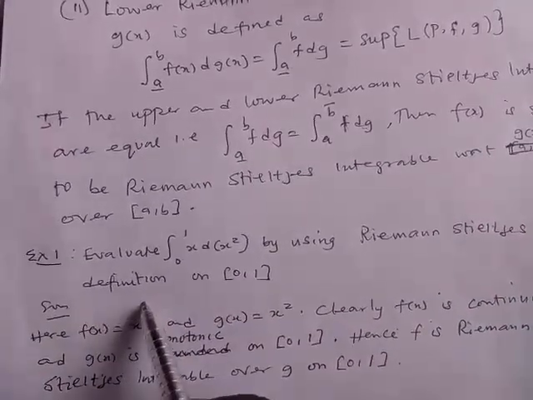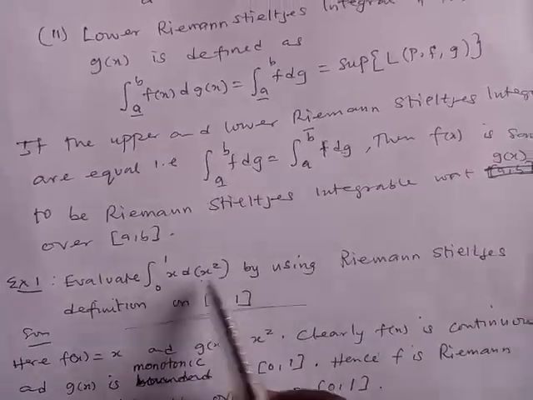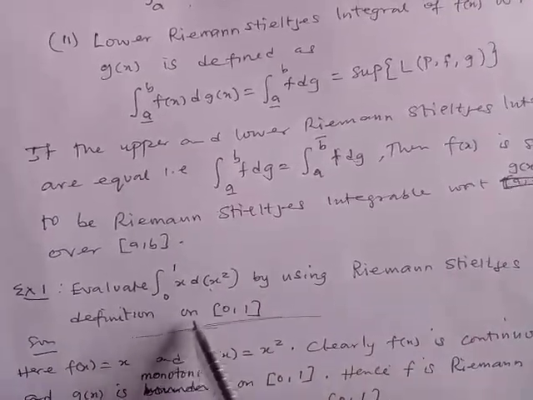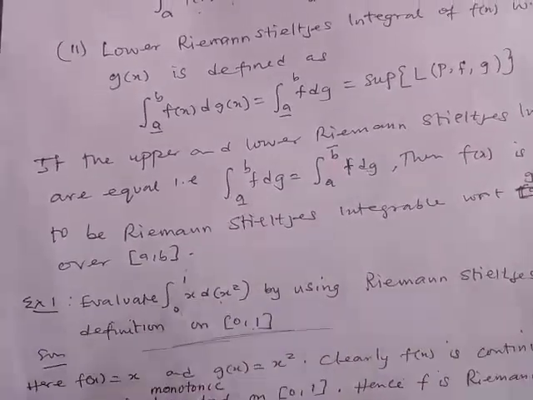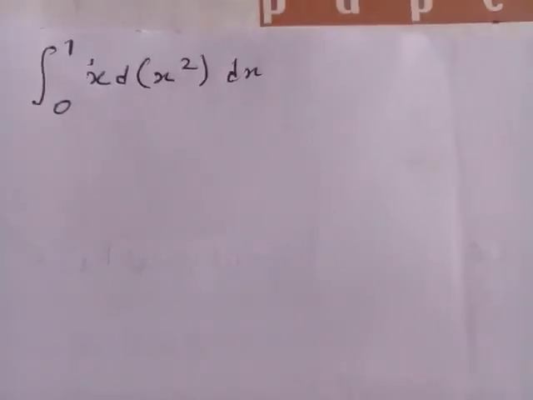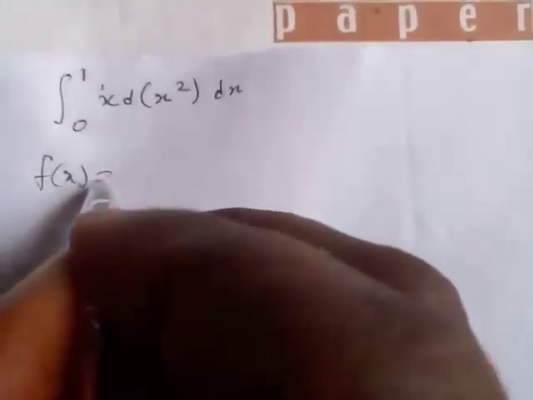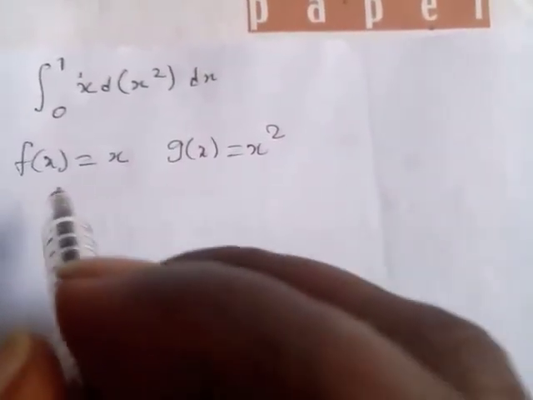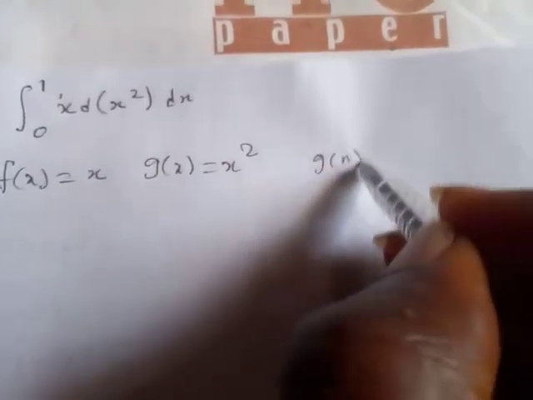So now we first take care of this. Let's take this example. We want to evaluate this by using Riemann-Stieltjes integral definition on this interval 0 to 1. So we have an example here. This is the example that we spelled out the other time. So if you look at it, you see that f of x is x here, g of x is x squared.